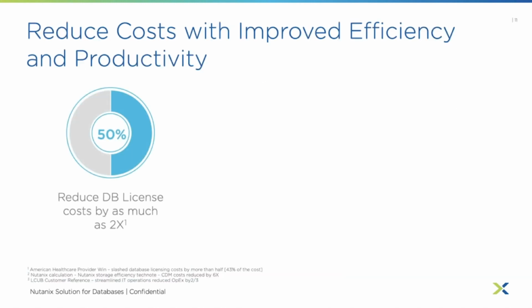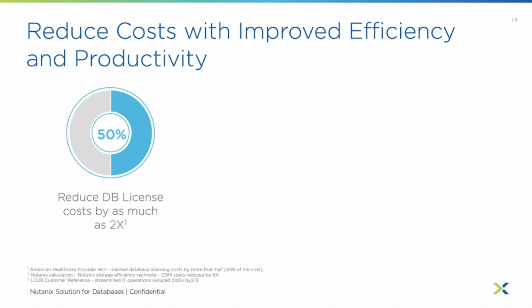So we're able to reduce database licensing costs by as much as 2x. And we did this with an American healthcare provider that rolled us in, and they were able to cut us in half. And that was several different ways. The first way that we'll talk about is by getting rid of the database silos and the over provisioning. And so that's one way that they were able to do it.